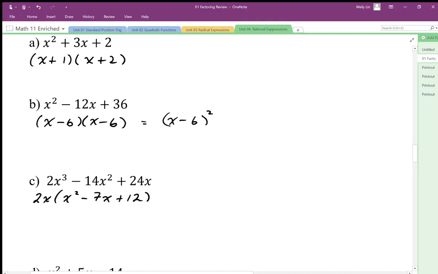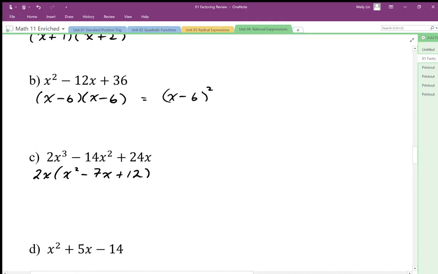Okay, so once we factor the greatest common factor, we can find two numbers that multiply to 12 and add to negative 7. That's going to be negative 4 times negative 3. Okay, but again, just a reminder, factor GCF first.